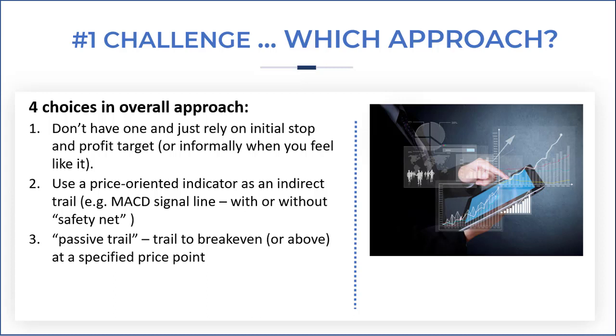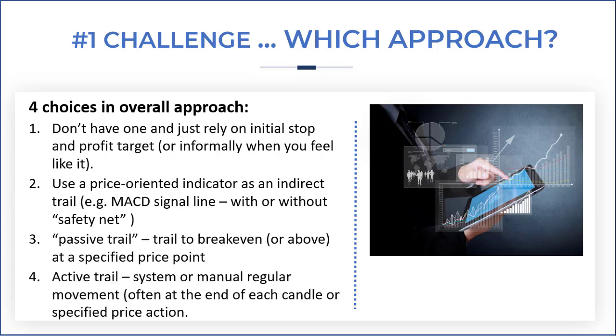The third choice is to use a passive trail. And what I mean by this is we potentially have one trail point. So the way we set that up is we have a stop, we have a profit target, and then once price hits a specific point, we would trail up to break even to make sure that we don't have a losing position at any time. So our worst scenario is break even.